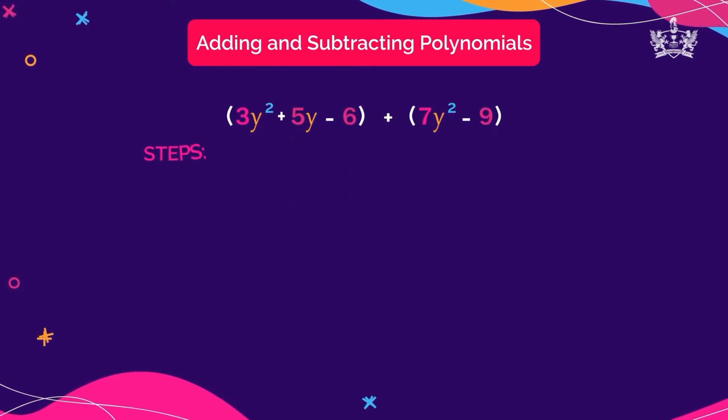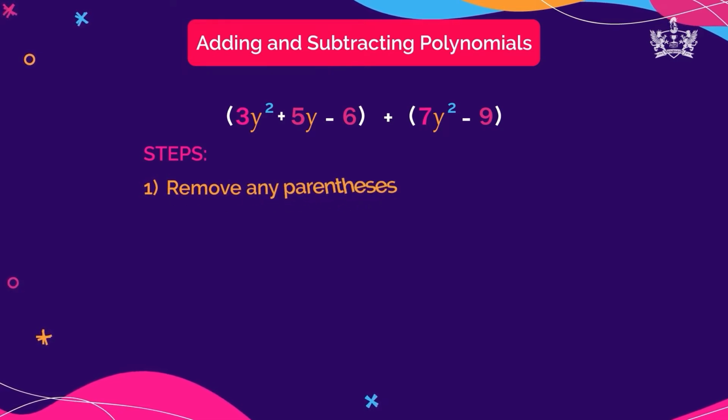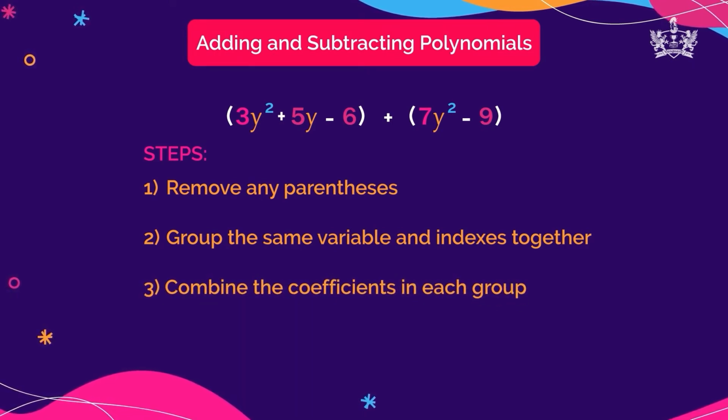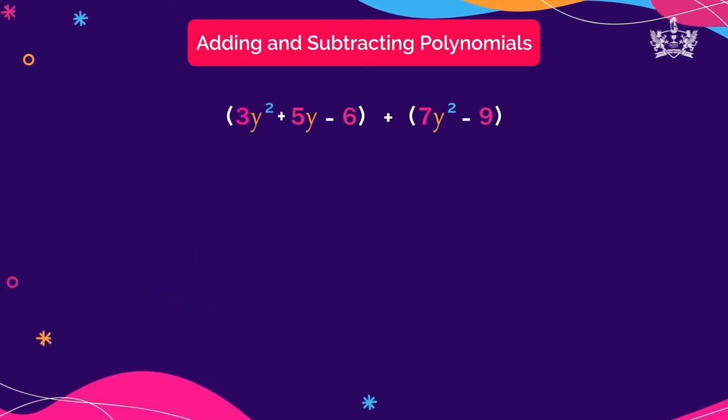Here are the steps for adding polynomials. First, remove any parentheses. Second, group the same variables and indexes together. And lastly, combine the coefficients in each group. For example, here we have (3y² + 5y - 6) + (7y² - 9).